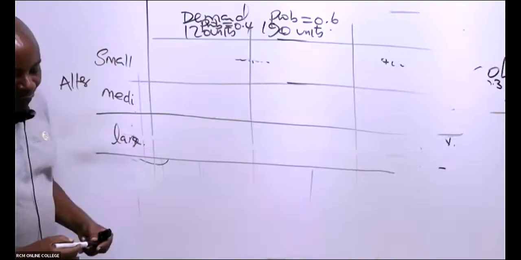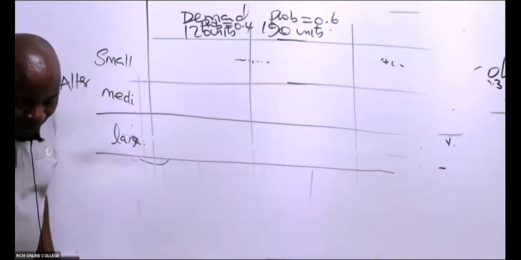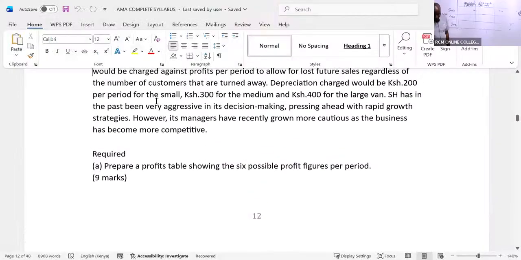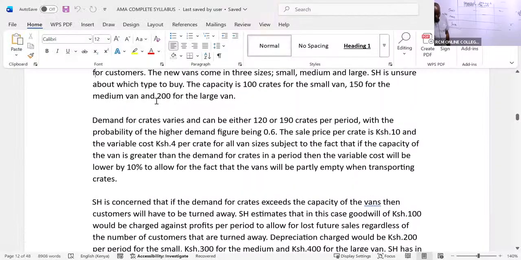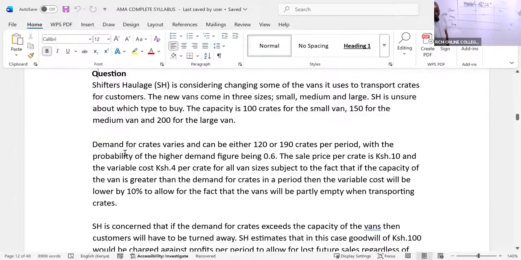Allow me to read this pretty fast as well. There is a paragraph which I would want to have sinking in our minds. If it doesn't sink in very well, we shall not understand this. You can see this second paragraph: the demand for crates varies and can either be 120 or 190 crates per period.